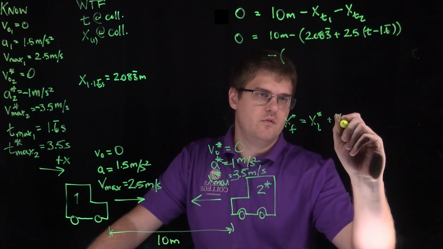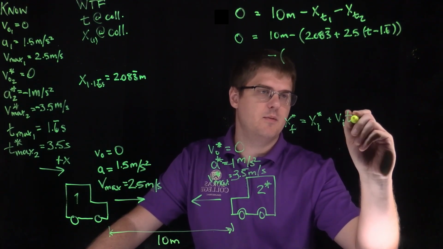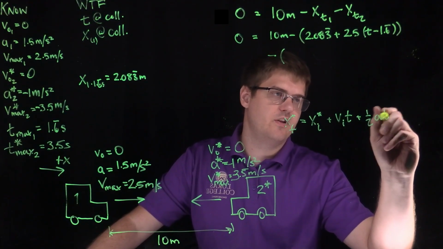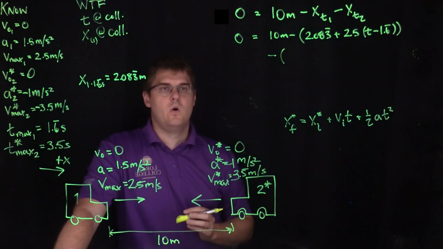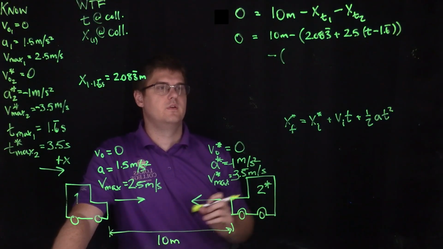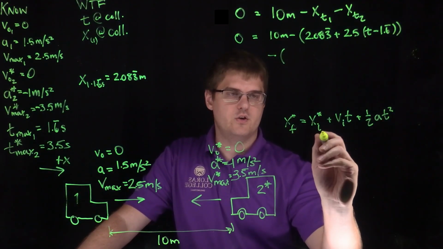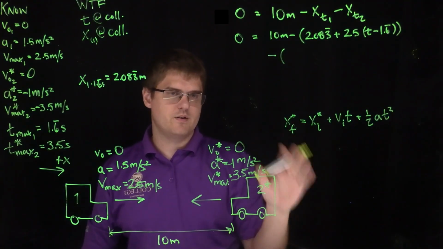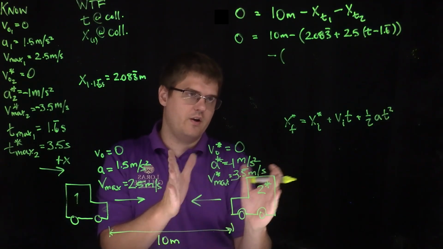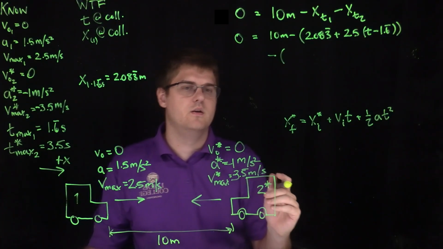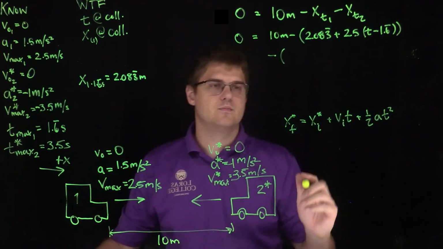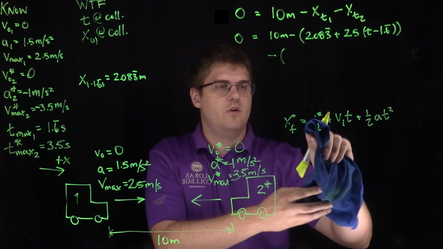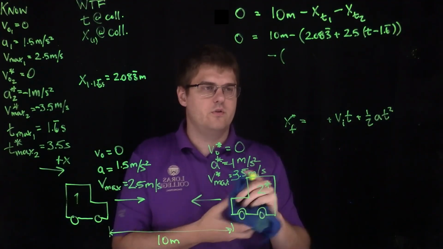Plus v initial times time plus 1/2 acceleration times time squared. Okay. Initial position is 10, but I want to know how far it's traveled, so I'm going to flip this over, and how far it's traveled is going to be 0, because it hasn't moved at all at this point. So no movement yet. So this is 0.